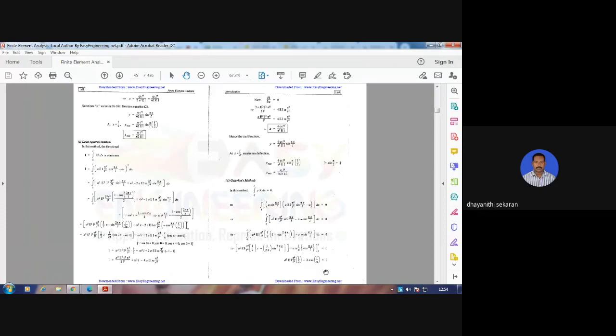The same concept we need to apply for the least square method and the Galerkin method. In the least square method the integral from 0 to L of R squared dx is minimum, and in that we get the same value. Anybody having doubt with this, just listen, check it, and tell me about the differentiation and integration. If you have doubt, inform me. I will be here.